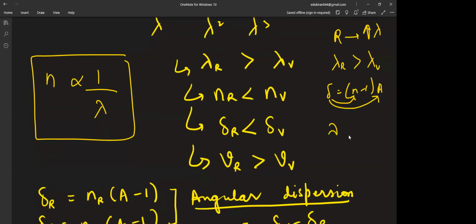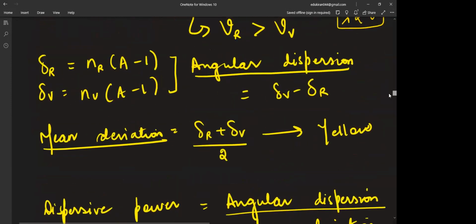Frequency multiplied by wavelength is equal to the speed of light. So wavelength is directly proportional to speed, speed of light or any speed. That's why whatever happens to wavelength will occur to velocity. Clear? Now you have the next topic as angular dispersion.